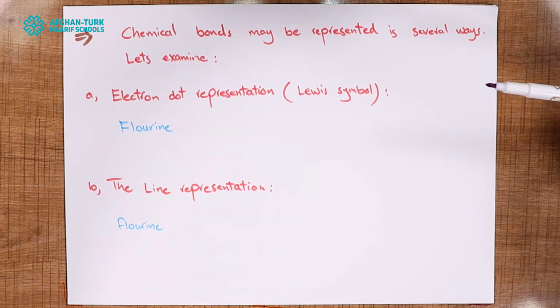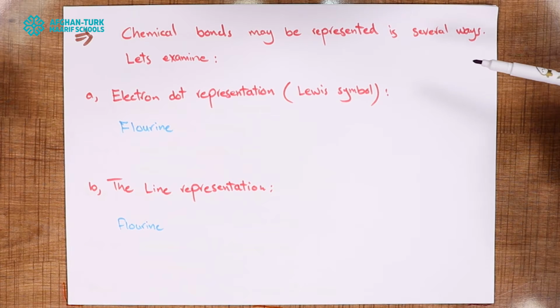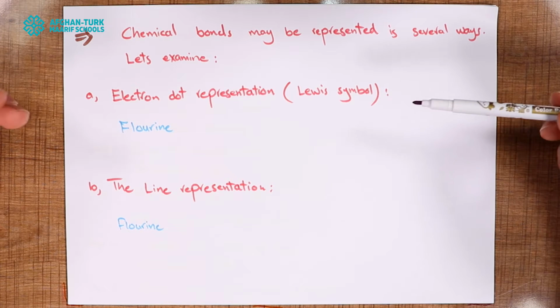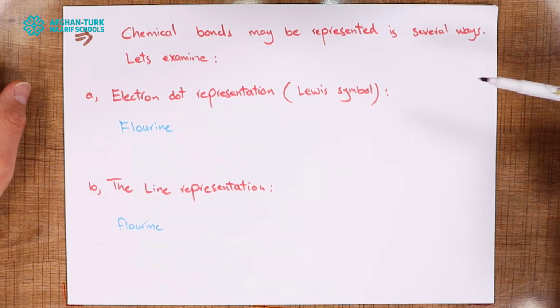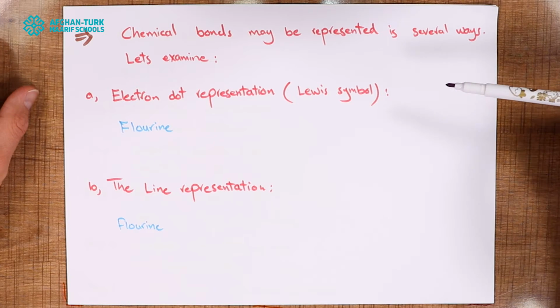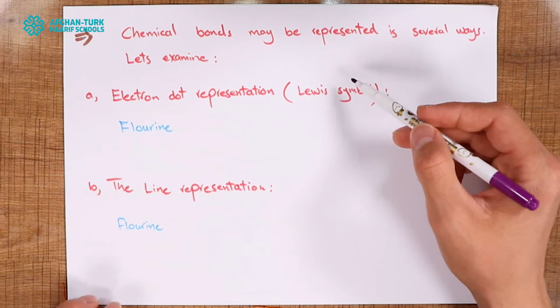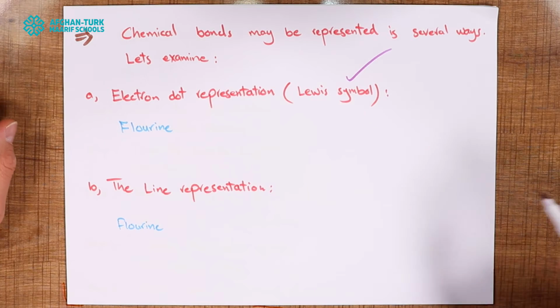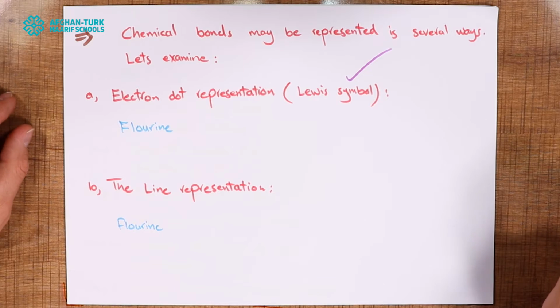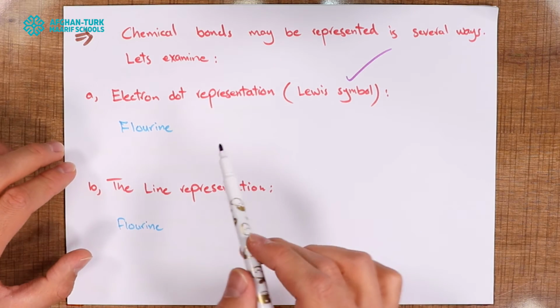Okay. We can represent the chemical bonds. We know that one bond is made up of two electrons. We can represent it with a line representation or electron dot representation. If it's with the electron dot representation, then it's a kind of Lewis structure, and in Lewis structure, we use the Lewis symbols. In line representation, we don't need to write the dots for the electrons. Let me show you with an example.